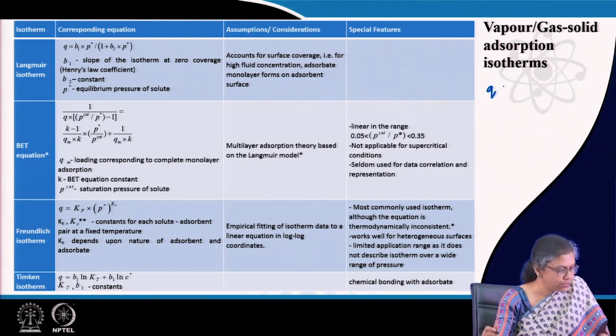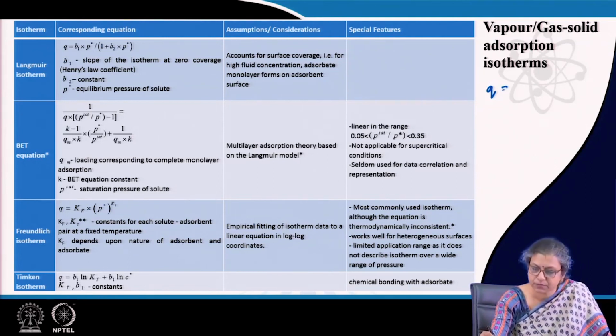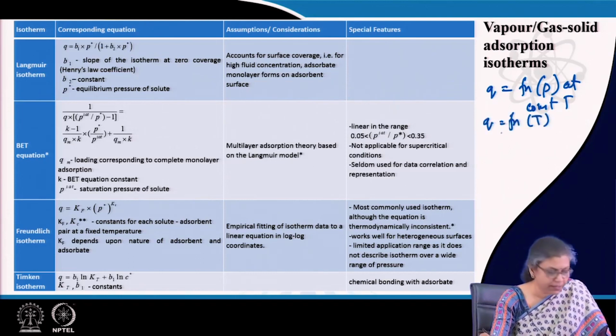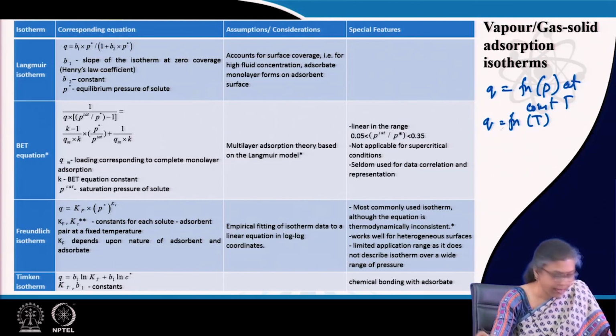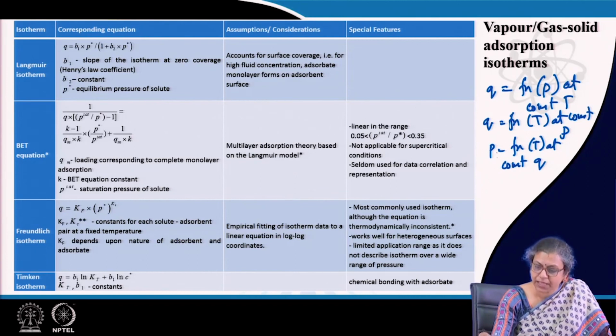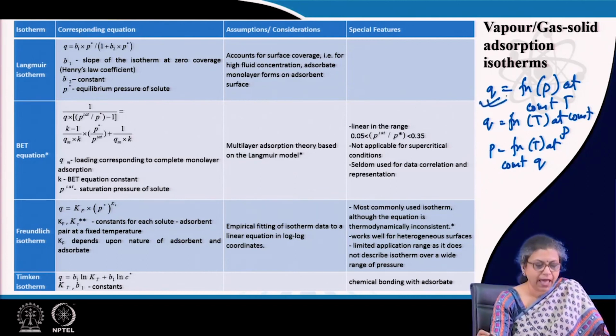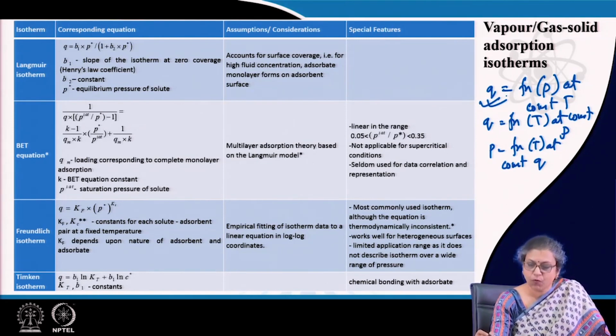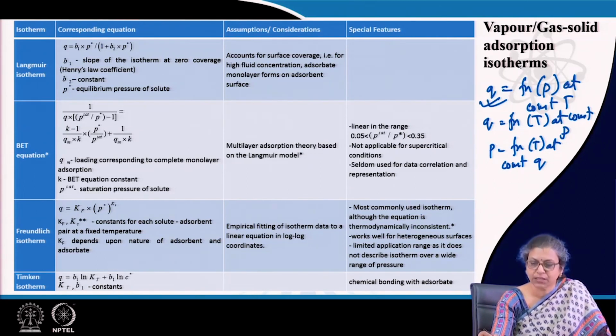So, for most cases we express adsorption in terms of isotherms, or in other words, usually we express Q as a function of P at constant T. Expressing Q as a function of T at constant P, or expressing P as a function of T at constant Q, which is known as isostere, is less common. The isotherm is much more common, and therefore there are a large number of equations available for expressing adsorption isotherms.